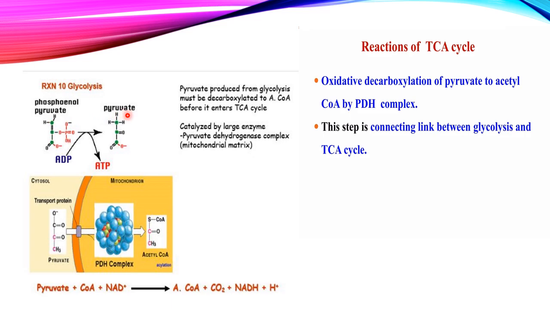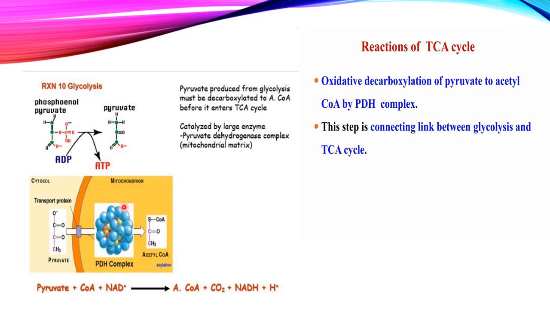Okay, and this pyruvate is formed in the cytosol of the cell, but it has to be converted into acetyl-CoA. And how is it possible? It is converted into acetyl-CoA due to the action of the PDH complex. This PDH complex is nothing but the pyruvate dehydrogenase complex, which is located within the mitochondrial matrix. This is the mitochondrial matrix, and this PDH complex is located inside it.